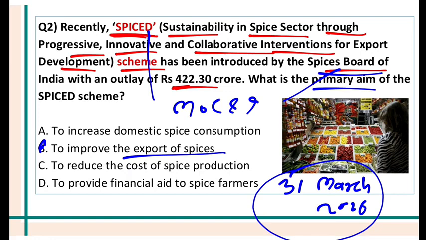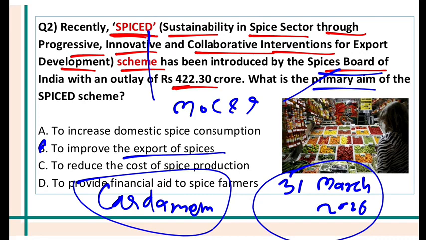We want to significantly improve the export of spices and value-added spice products. For that, we have to make sure that the quality of the spices is upgraded and meets international standards. Now they are focusing at the moment on cardamom. You must have heard about the Cardamom Hills, located in Kerala. Small cardamom and large cardamom quality production programs and replanting efforts are introduced. So the SPICE scheme will focus for now on cardamom. The Spices Board of India was set up in 1987, is headquartered in Kochi in Kerala, and works under the Ministry of Commerce and Industry.